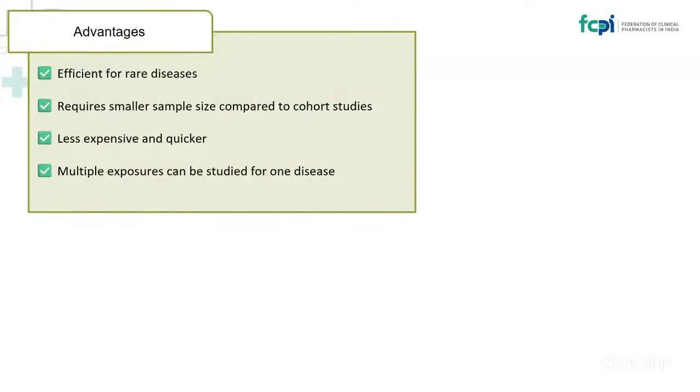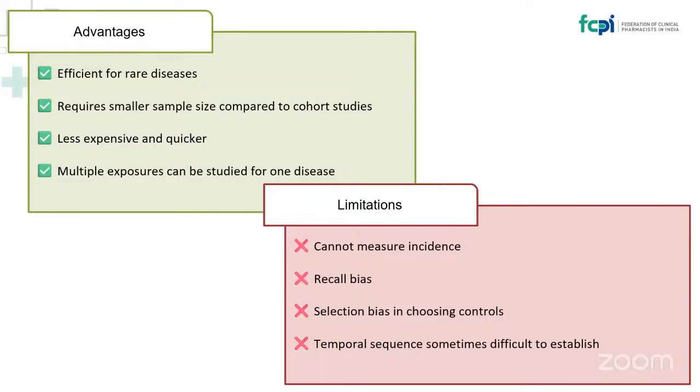Now the advantages of case control study are that it is efficient for rare diseases. It requires a smaller sample size, and it also has a comparative arm. It's less expensive and quicker, and multiple exposures can be studied for one disease. A limitation of this study is that it cannot measure incidence. There is recall bias because patients may not have their previous information in mind, they don't recall it, so there may be recall bias.